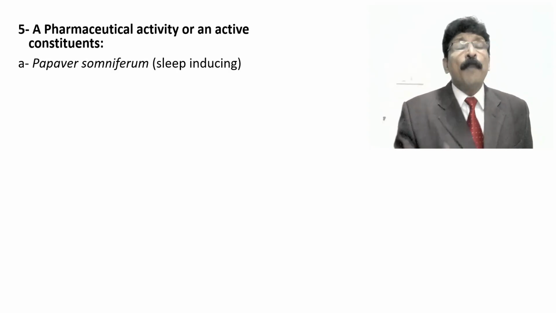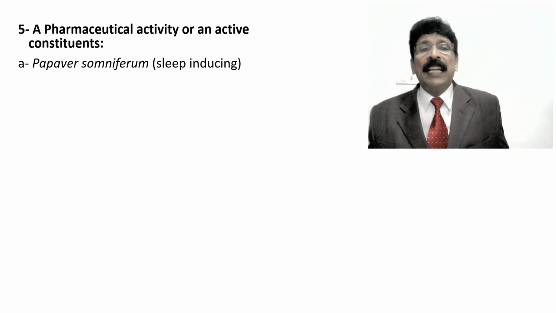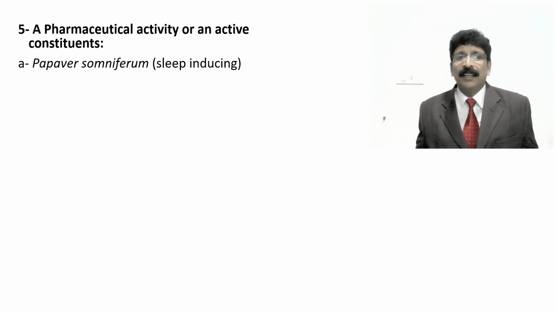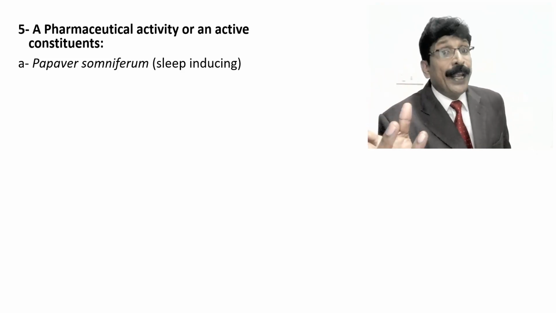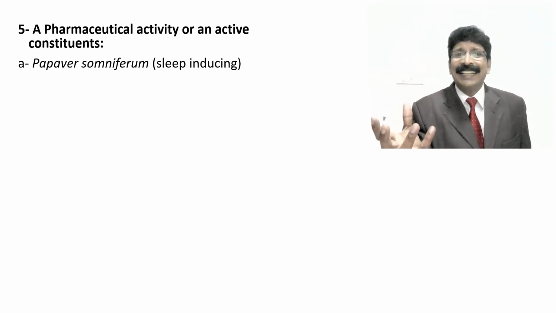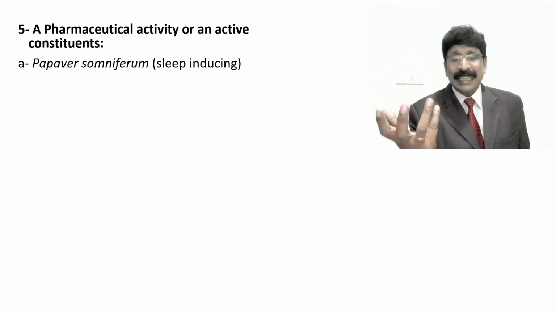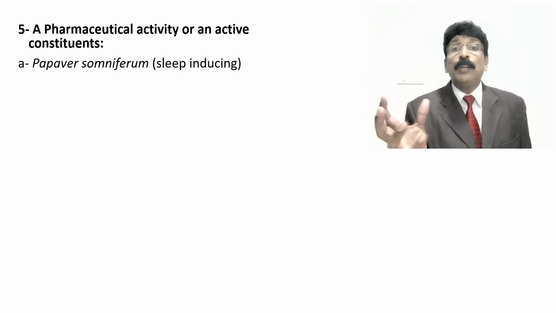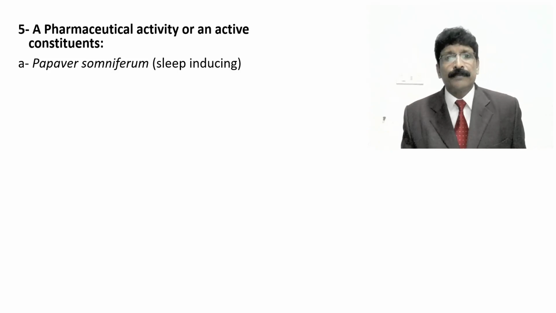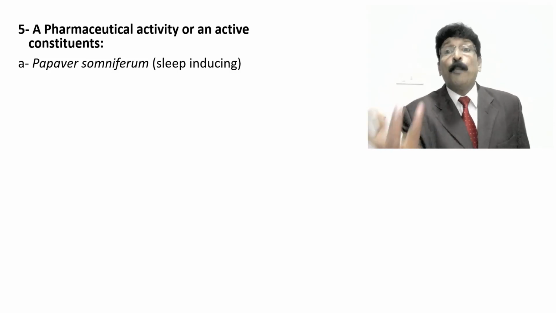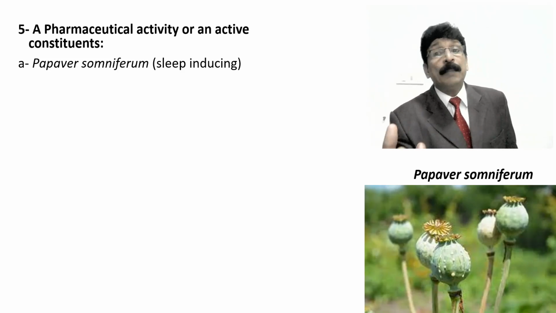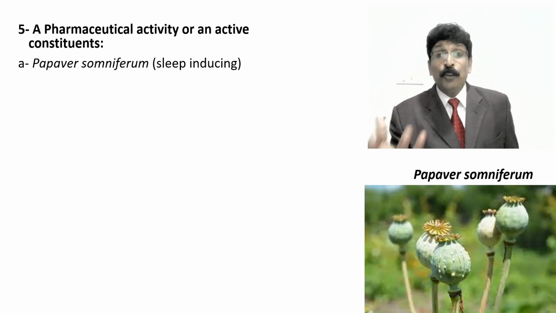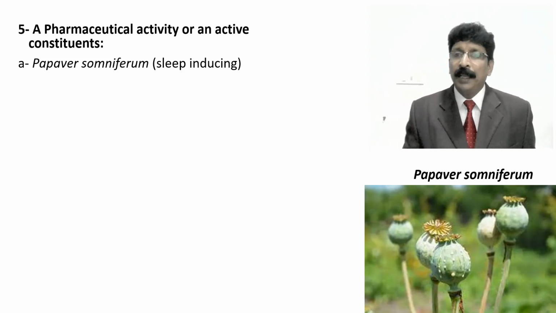Papaver somniferum. Somniferum means sleep, sedation. Papaver means opium, which contains morphine and codeine, which give sedation. It's a narcotic. Latex is the exudate which is prepared from the poppy fruit. So Papaver somniferum, the somniferum, sleep inducing. This is the poppy fruit, more produced in the Afghanistan climate.